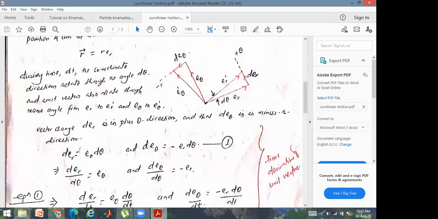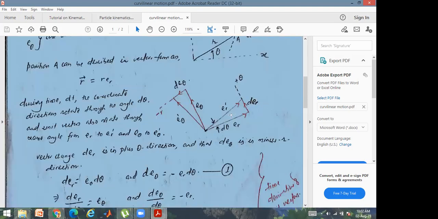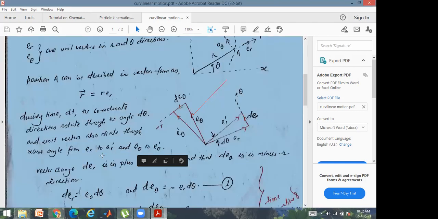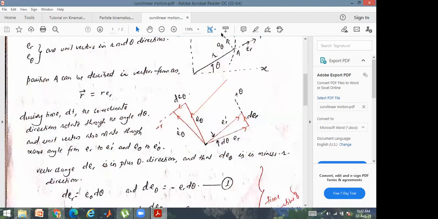Now see, during time delta t, the coordinate direction rotates through an angle d theta. Delta theta means this theta. After a certain time, what happens is that this may rotate in this way, right? Through an angle d theta. And therefore the unit vectors are also rotated through the same angle, from er to er prime and e theta to e theta prime.